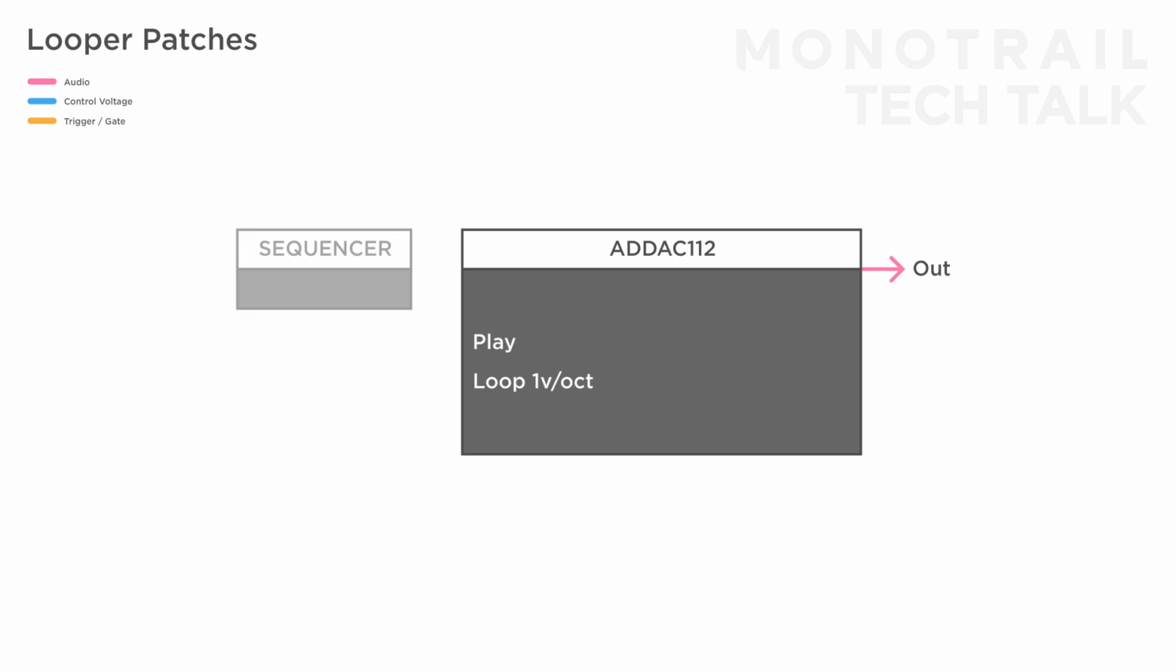For example, if you use a controller to send a gate signal to the play input and a CV signal to the 1 volt per octave input, you can easily play a sampled chord.